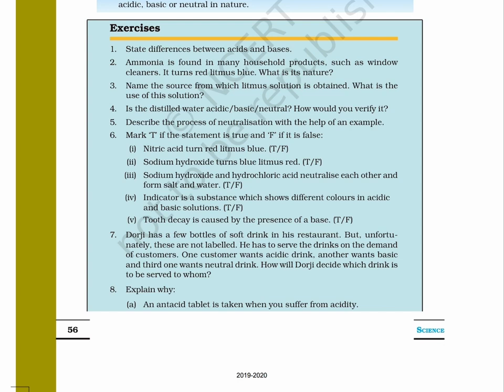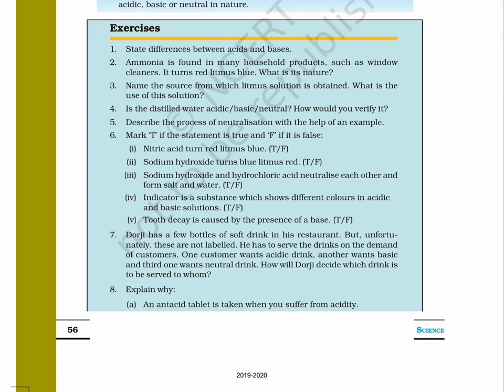1. Nitric acid turns red litmus blue. 2. Sodium hydroxide turns blue litmus red. 3. Sodium hydroxide and hydrochloric acid neutralize each other and form salt and water. 4. Indicator is a substance which shows different colors in acidic and basic solutions. 5. Tooth decay is caused by the presence of a base.